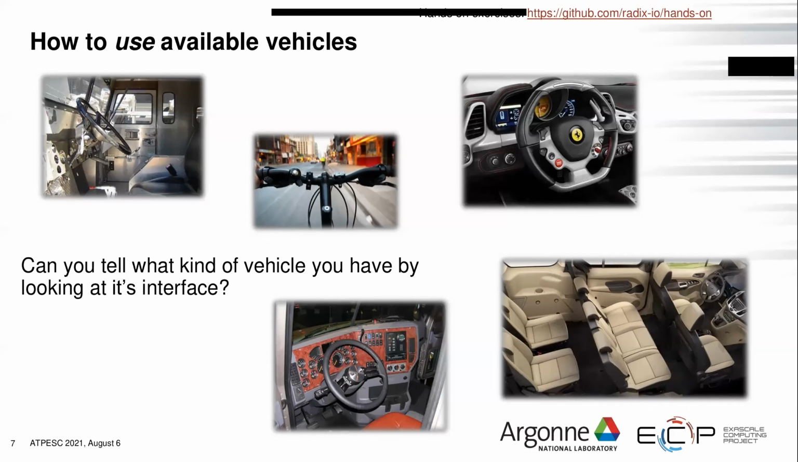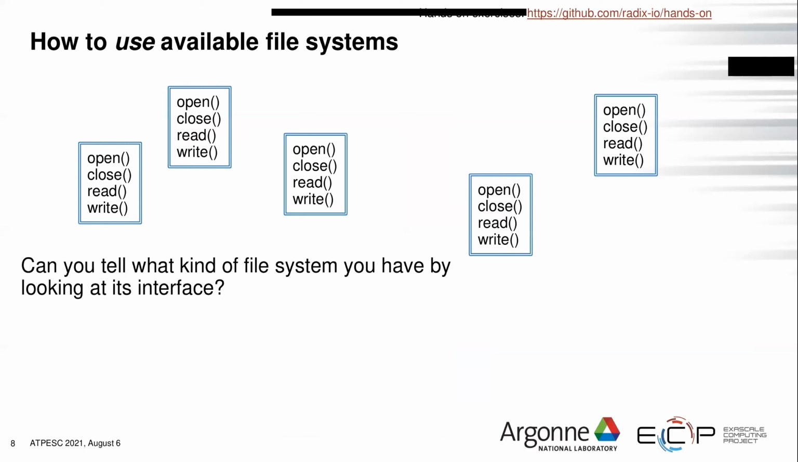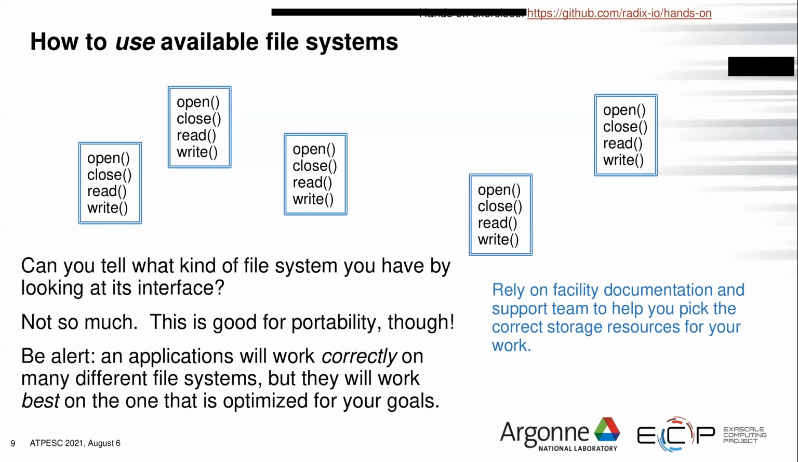If you did the same thing for our file system examples, here are the interfaces you have for all these different, in some cases radically different, file systems. Unfortunately, they all look the same. They all let you open, close, read, and write files. So that makes it hard to tell which is which just by looking at the interface.